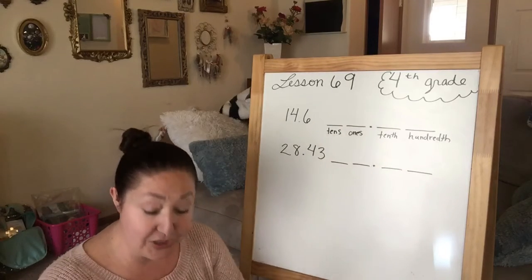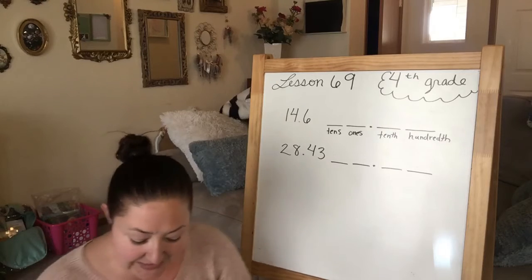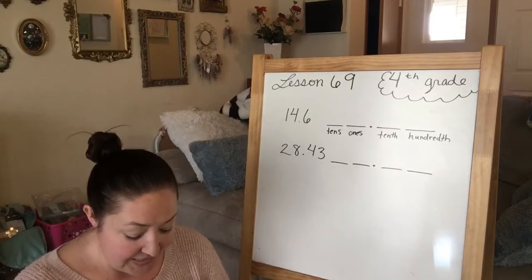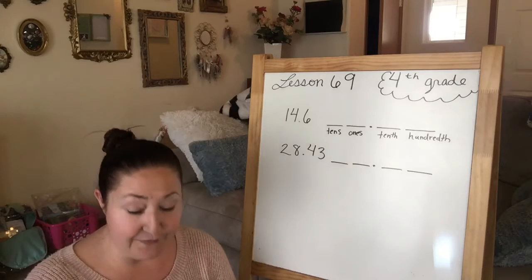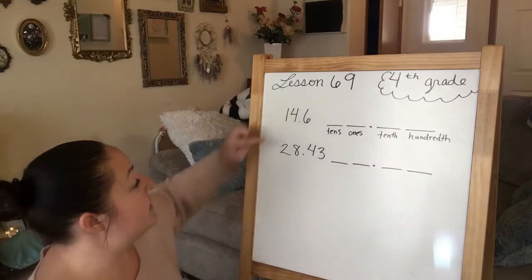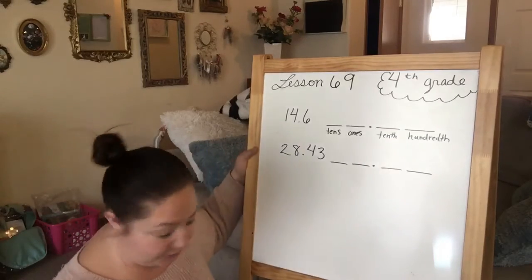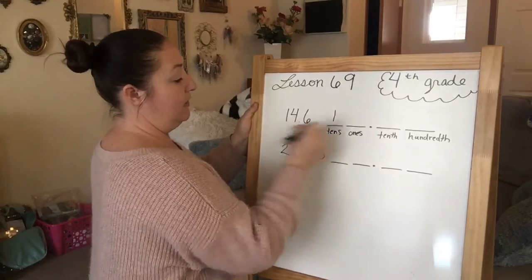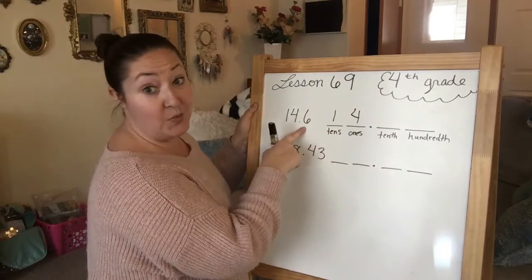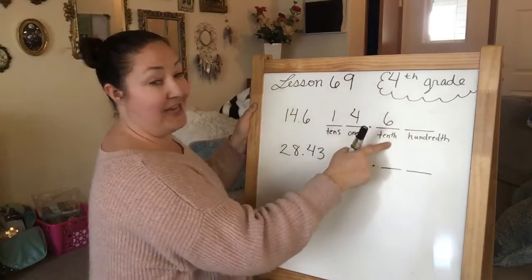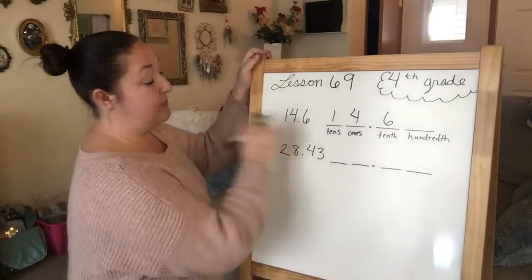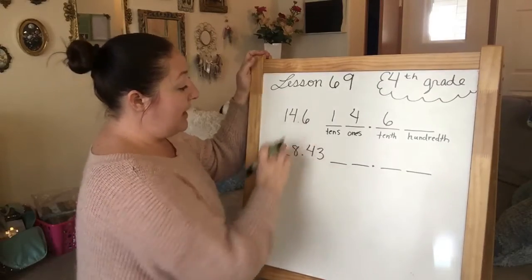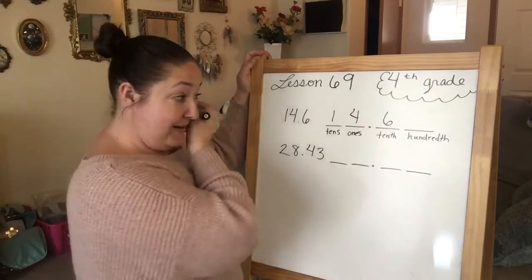So I'm on page 349 if you want to read with me. It says fractions of a second are usually expressed as decimals. Cecilia ran 100 meters in 14.6 seconds. So there's 1 ten, 4 ones, and 6 what? 6 tenths. So we can say 14.6 seconds, or 14 and 6/10 of a second, right?